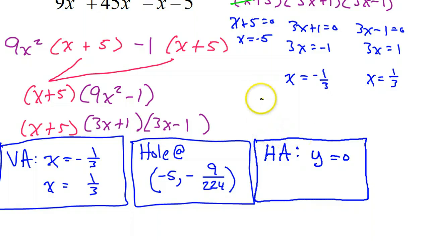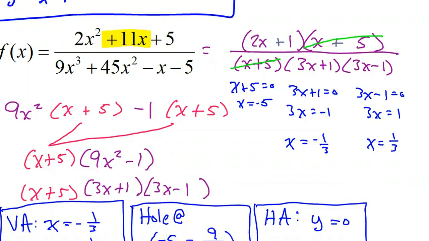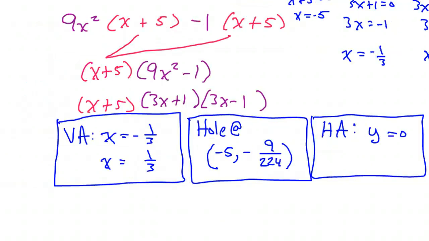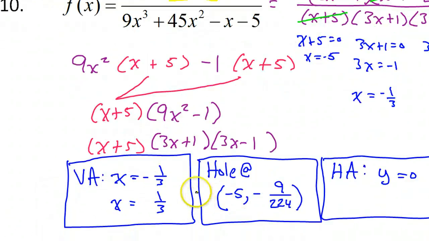So there's no slant asymptote. Remember, the slant asymptote happens if the top degree is 1 higher. If the bottom degree is higher, then it's a horizontal asymptote of y equals 0. And that is it. That was problem number 10. This video is like 31 minutes long, so that's getting kind of long. So I'm glad we're done.